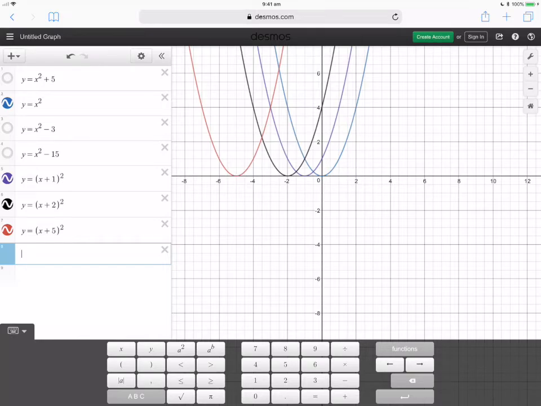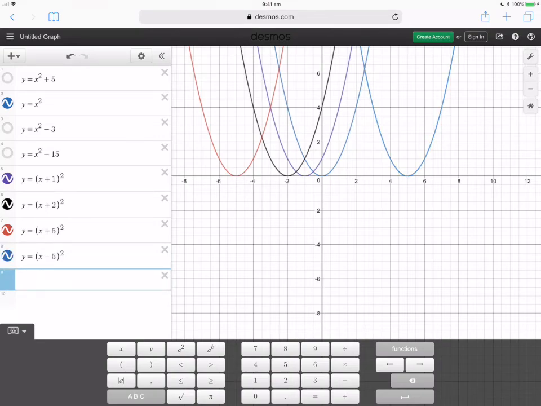What do you think we need to do if we want to make it move to the right? We've had a bit of time to think. Let's have a look. Y equals, let's try the opposite, shall we? So if x plus 5 squared moves it to the left, then it probably stands to reason that a minus sign in there will move it to the right. And there we go. We'll just enter that. And we can see that it's moved to the right by 5 units.